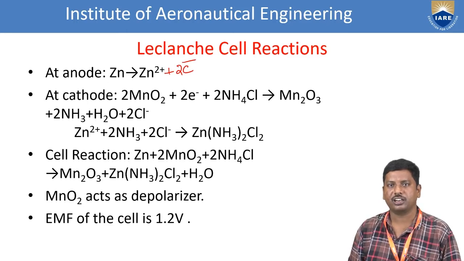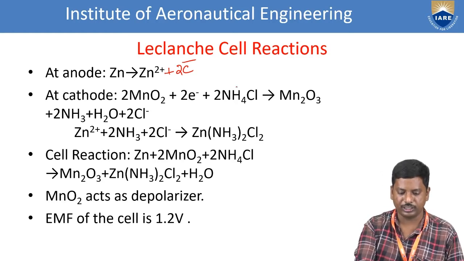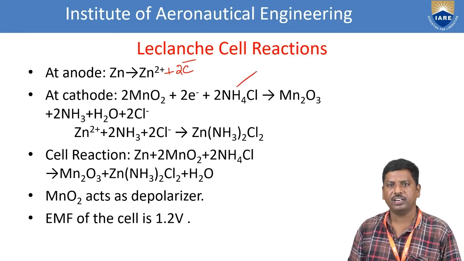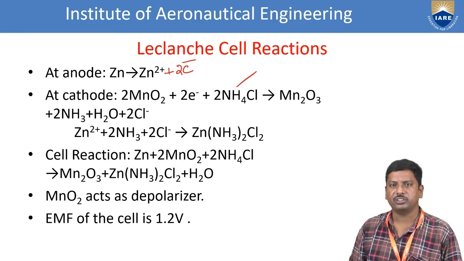The 2 electrons lost at the anode are received by the manganese dioxide in the presence of the ammonium chloride solution. We get Mn2O3 and ammonia with water. Finally, the zinc and ammonia combine to give zinc ammonium chloride. So what is the net reaction? Zinc reacts with 2 moles of manganese dioxide and 2 moles of ammonium chloride to give Mn2O3 plus zinc ammonium chloride with water.